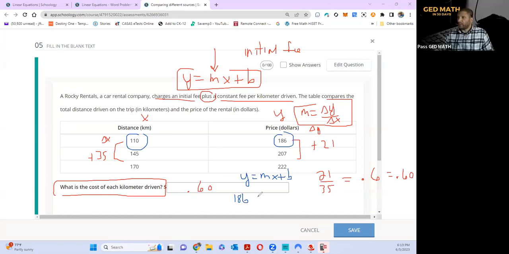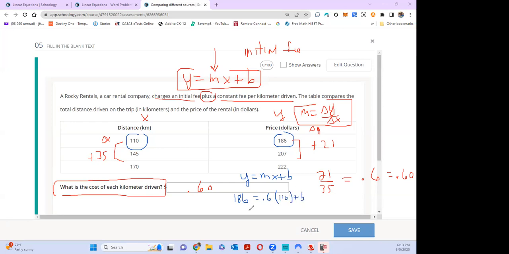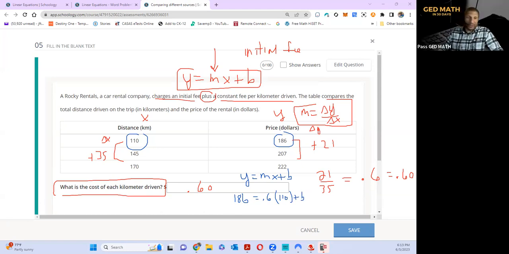My slope is 0.6. My x is 110 plus b. Okay, so then I'm going to use my calculator. I'm going to multiply 0.6 times 110. So 0.1 would be 11 and 0.6 would be 66, I believe, right?